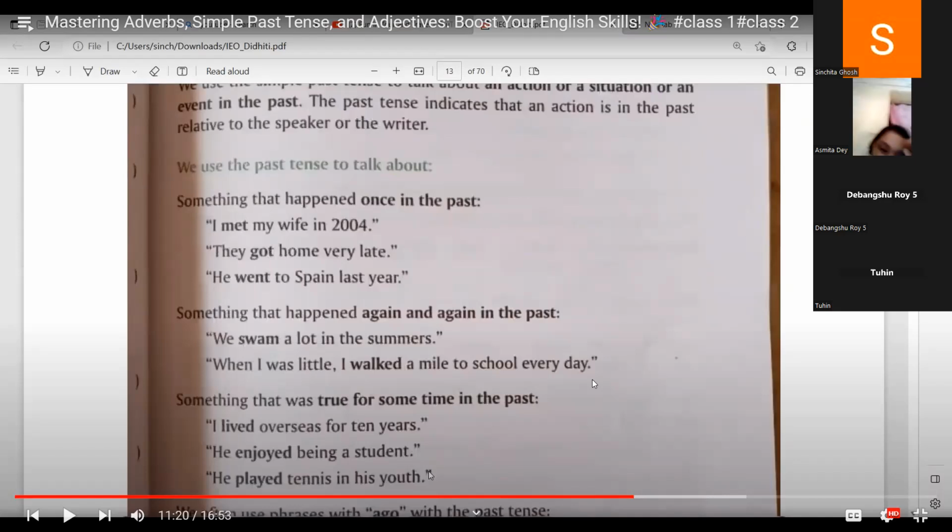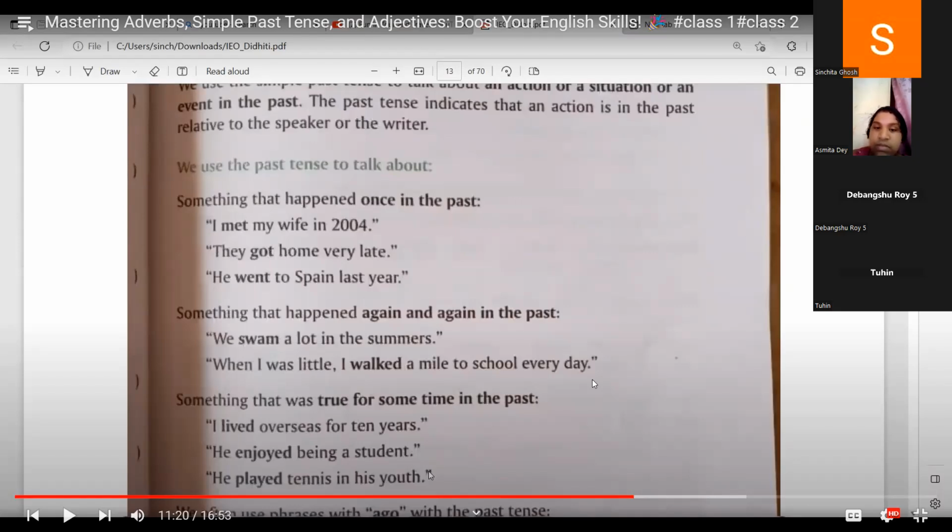Is it clear to everyone, Ashmita, Devanshu and Tuhin? Yes, ma'am. Very good. It may have happened a lot of times in the past, but it has already ended in the past. It is not continuing in the present time. So we swam a lot in the summers. What happened? We swam a lot in the summers, and we have put a full stop to it. Now we are not swimming. So this is simple past tense.